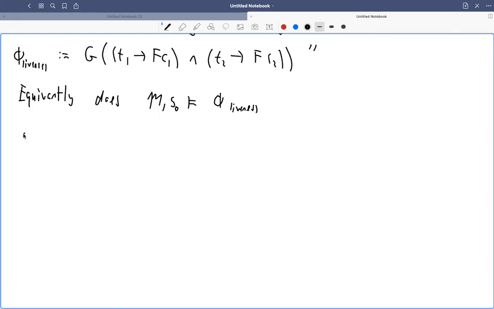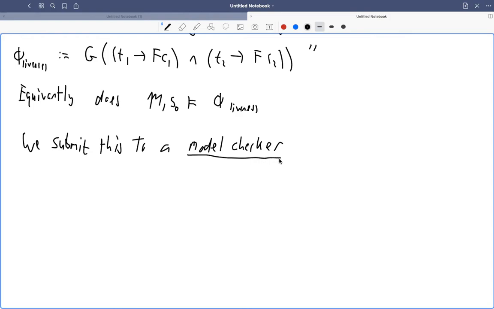So we submit this to a piece of software that does something really non-trivial. This piece of software is called a model checker. And our model checker looks at the model. This model here is our mutual exclusion model.